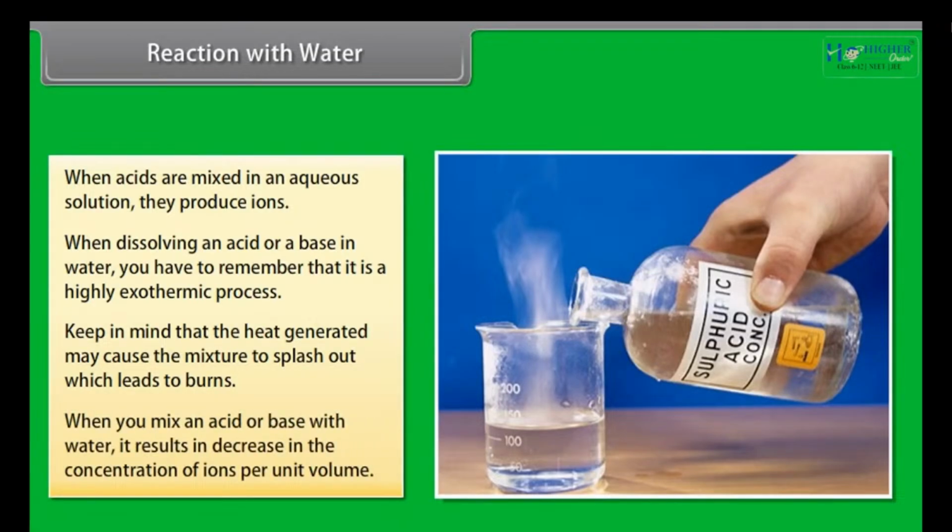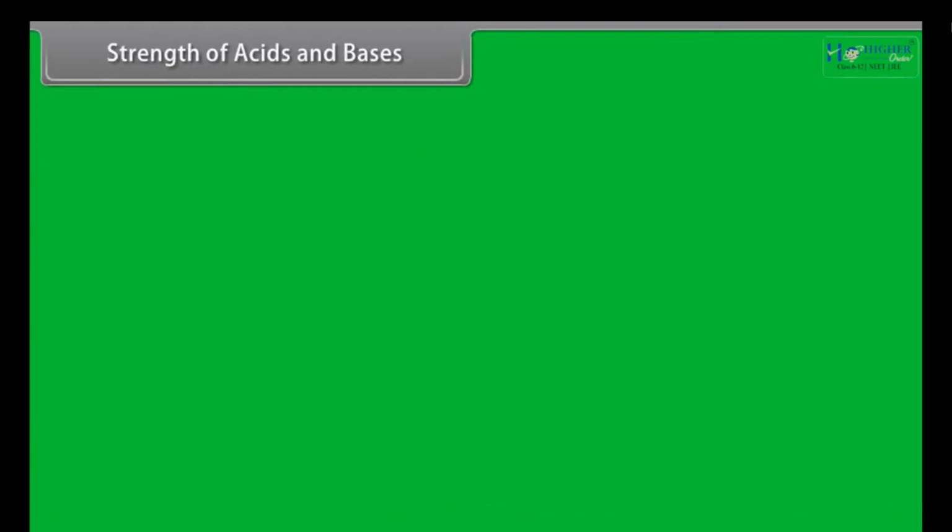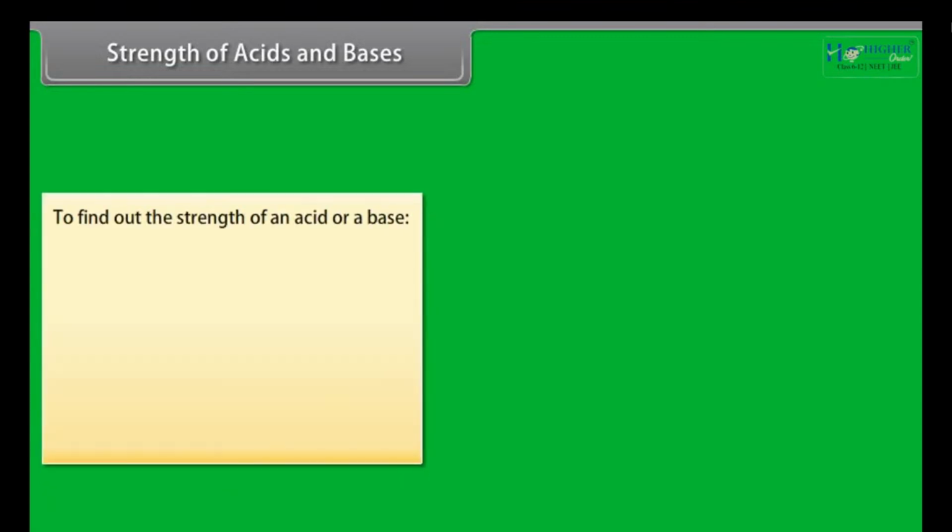When you mix an acid or base with water, it results in a decrease in the concentration of ions per unit volume. This process is called dilution and you get diluted acid or base. Strength of acids and bases. You need to use a universal indicator to find the amounts of ions present in a solution or to find out how strong an acid or base is.